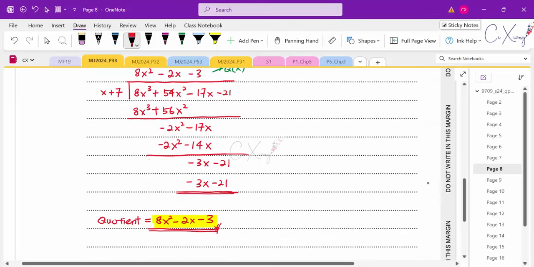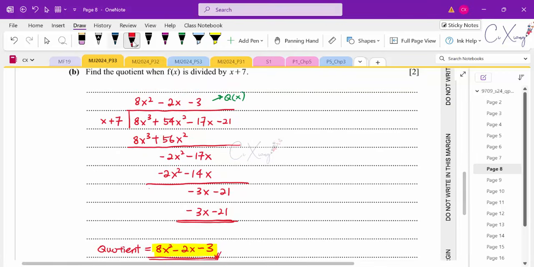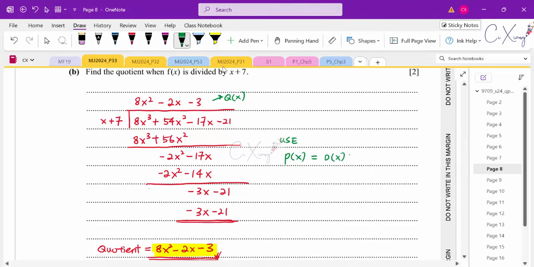So for part B, if you try to recall back again the concept that we learned earlier, we'll be having actually polynomial equals to divisor multiply with quotient plus remainder. Okay, so for this particular question that we have, your polynomial is this whole thing.